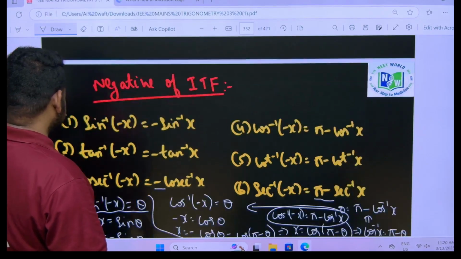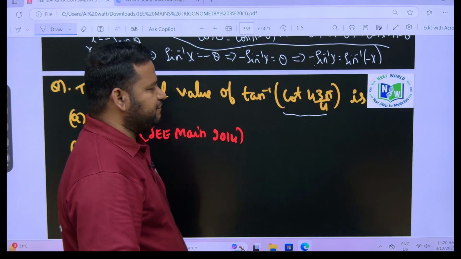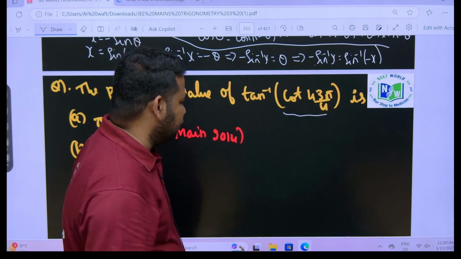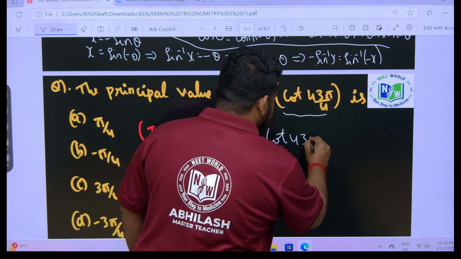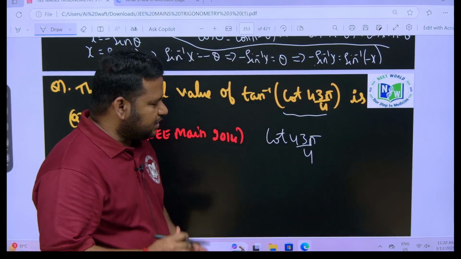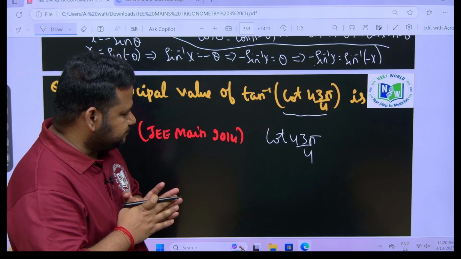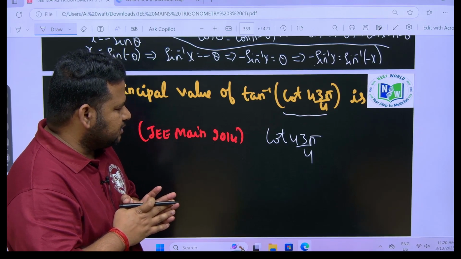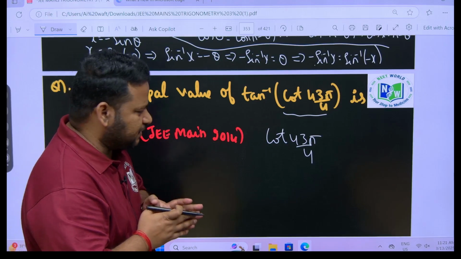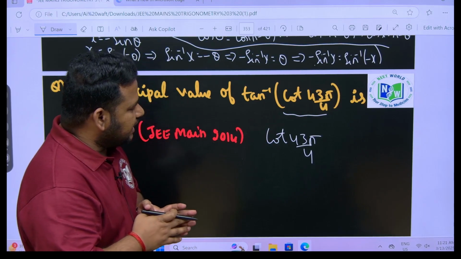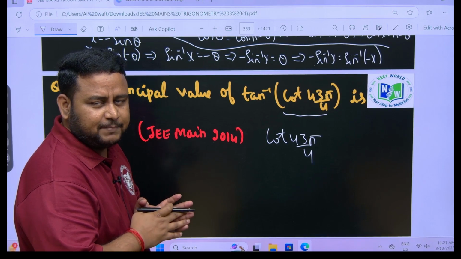See here, the principal value of tan inverse of cot 43 pi by 4. So let us take first cot 43 pi by 4. What I can see is I can write it as cot 40 pi plus 3 pi by 4. Or I can write it as cot 10 pi plus 3 pi by 4.